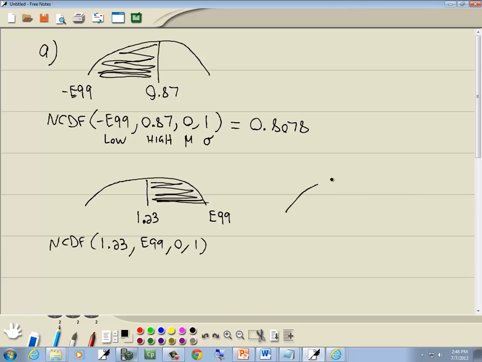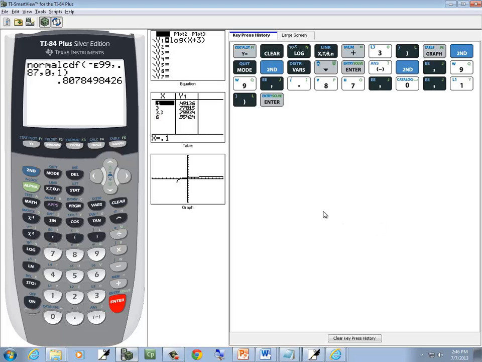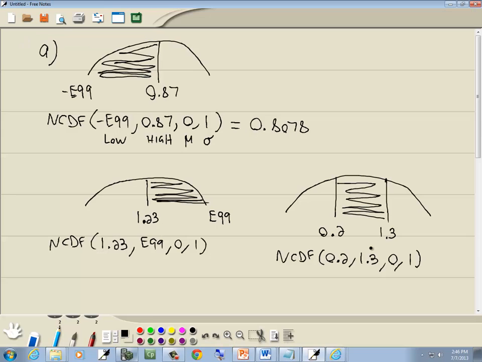Now if we had another one between two values, like here 0.2, and this would be, let's say 1.3, in between it. Well, we do our normal CDF again. We put in our low value, which is 0.2, high value, which is 1.3, and then you put in your mean, and you put in your standard deviation. And again, I won't plug it in. It's pretty much the same as this. You choose normal CDF, and then enter in your parameters.